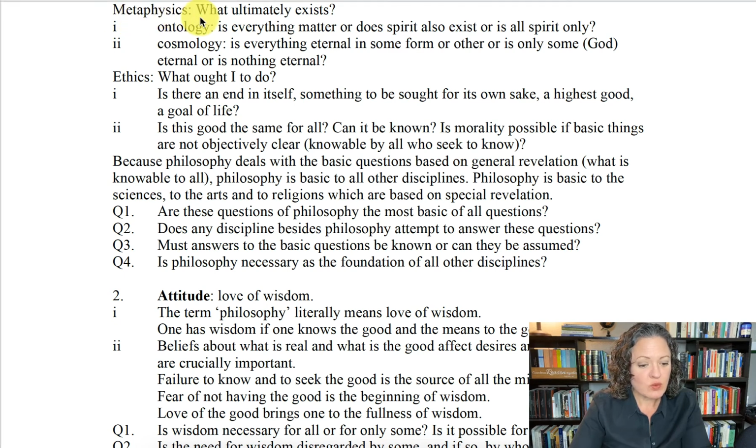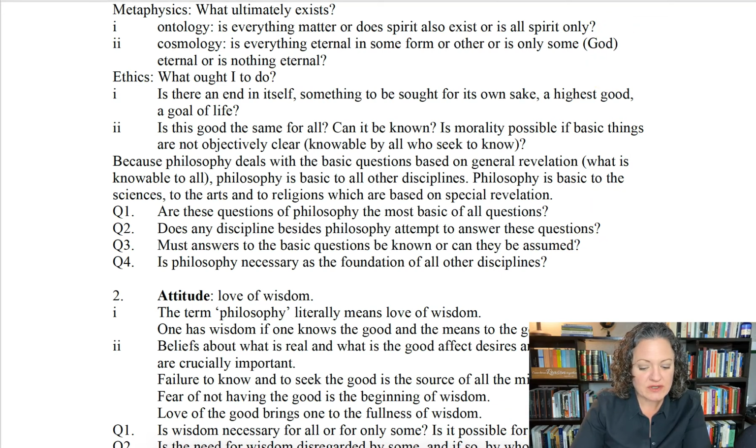So metaphysics: what ultimately exists? Now notice these big words, ontology and cosmology. Here's where I want you to take some notes, because we're going to learn some basic terms that will continue for the rest of the semester. So ontology asks the question, is everything matter? Or does spirit also exist? Or is all spirit only? So now we're talking about matter and spirit.